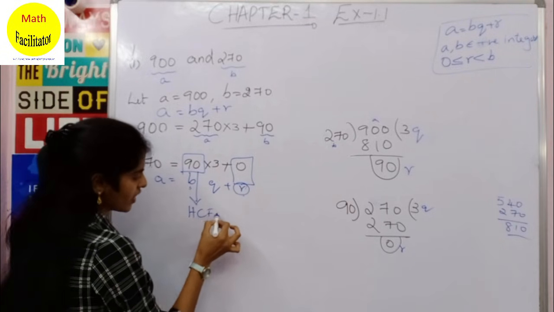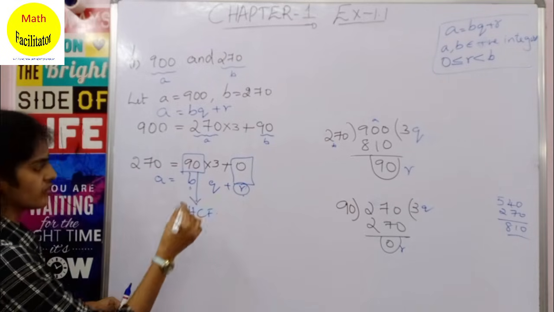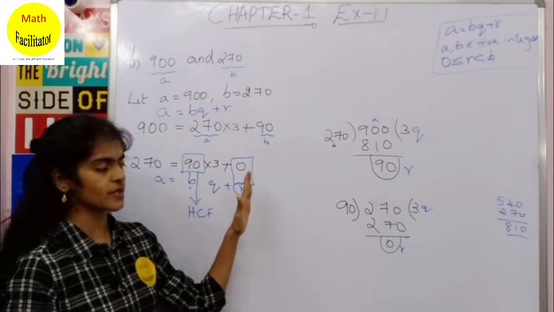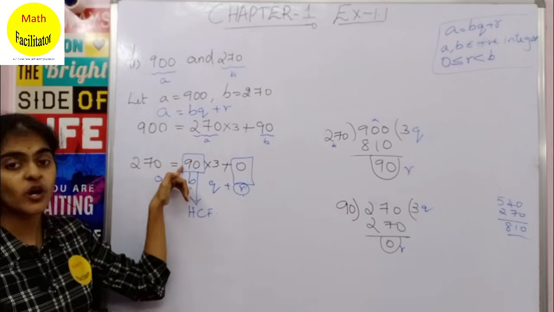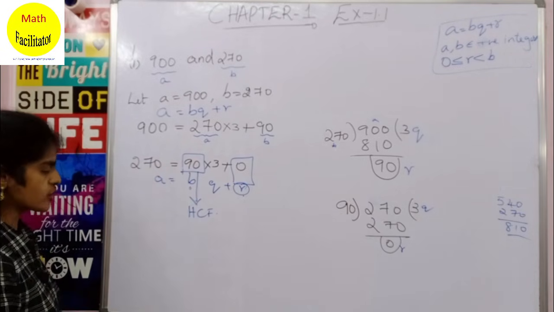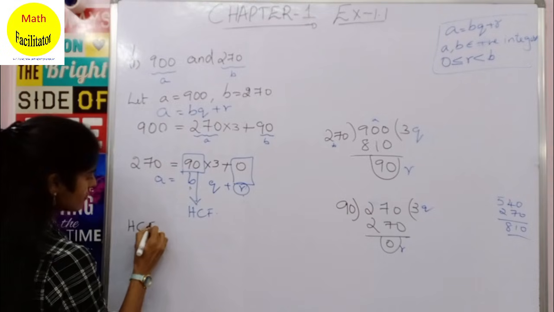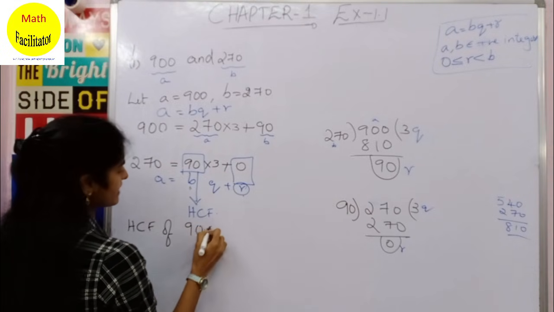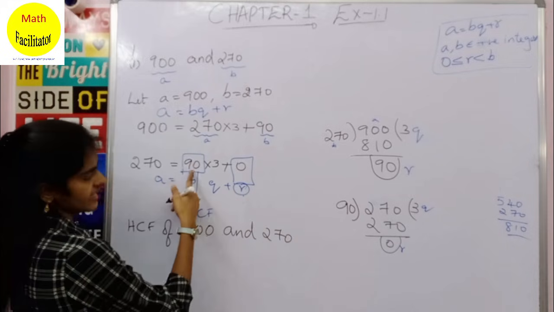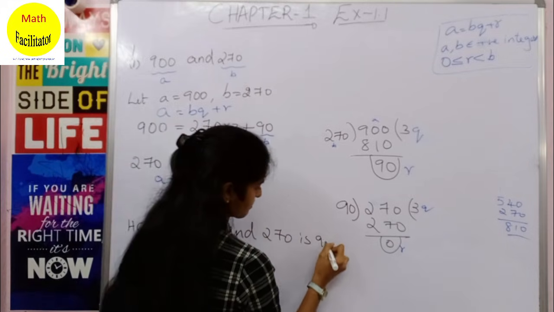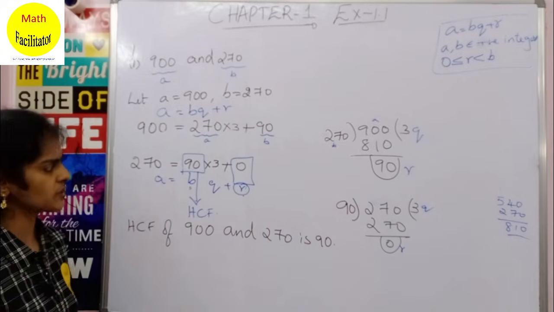Are you getting my point? Whenever the remainder is 0, you will stop the process and whatever you have in the place of B will be your HCF. Clear? So what is the HCF in this case? The HCF of 900 and 270 is nothing but, what did you get? It is 90. Clear? Let us do one more problem. It will be very simple.